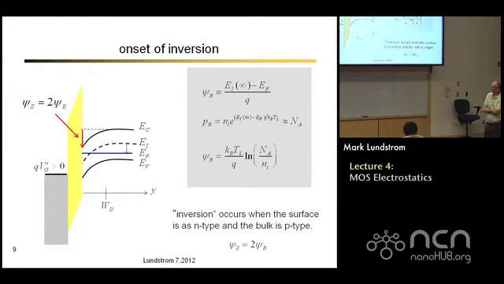Now, as I said, inversion occurs when we bend the bands by twice that number, so that the surface is as n-type as the bulk was p-type. So we just have to bend it down such that that surface band bending is equal to twice this parameter psi sub B.